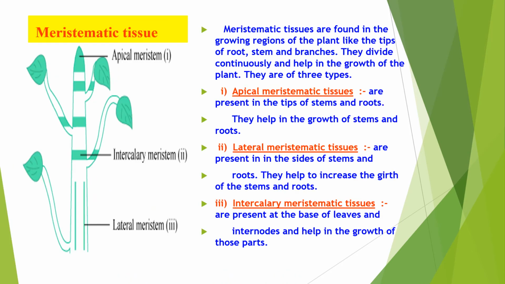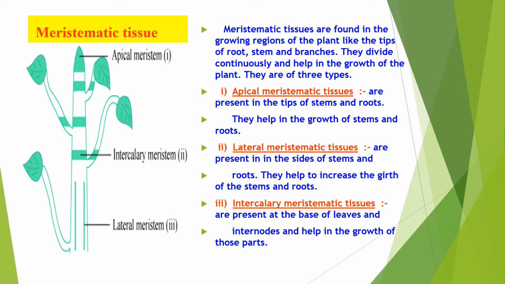First, let us study the meristematic tissue. Meristematic tissues are found in the growing regions of the plant, like tips of stem and branches. I have told you they are undifferentiated tissue, very soft tissue, very rich in protoplasm. They divide continuously to help the growth of the plant. Now let us see where they are located in the plant.